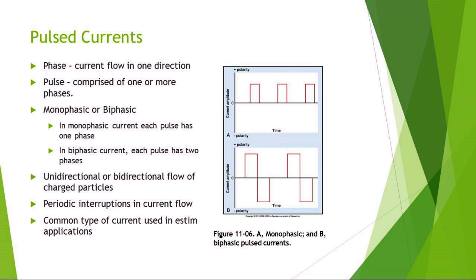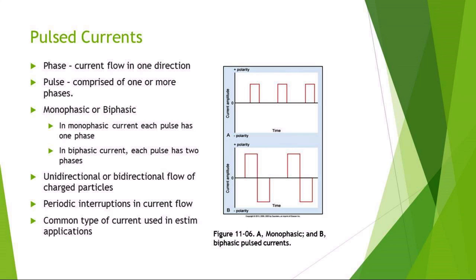So a pulse is comprised of one or more phases. Each phase is either the positive or negative charge, so the part on the waveform above or below the line. In a monophasic current, each pulse has one phase. So in that upper graph, graph A, that is monophasic current. So it's positive, positive, positive, with spaces in between. In a biphasic current, each pulse has two phases, positive, negative, space, positive, negative, space. So that's that lower curve.